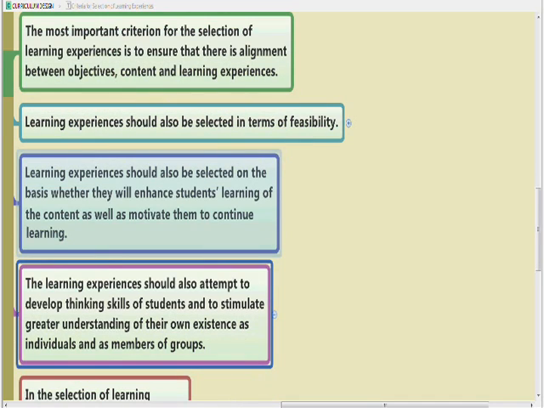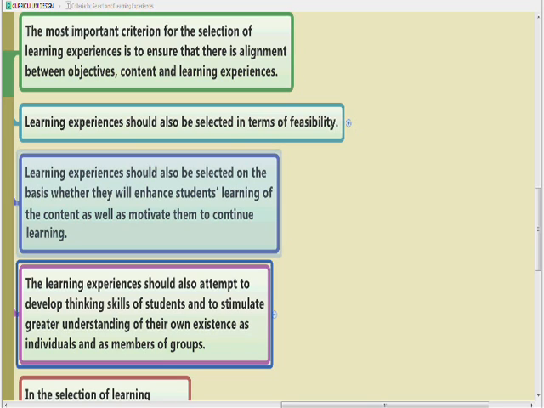Learning experiences should also attempt to develop thinking skills of students and stimulate greater understanding of their own existence as individuals and as members of the group. See, once again, if you remember, there were three approaches. We had the content approach, the sociological approach, and the psychological approach. So here we talked about the importance of the psychological approach. It needs to make you feel competent. It needs to answer your questions. Yes, we need to answer social problems.